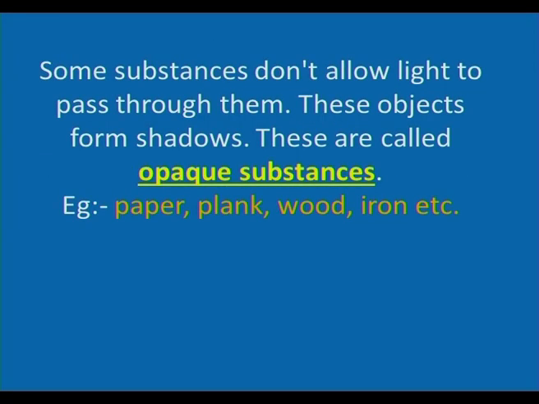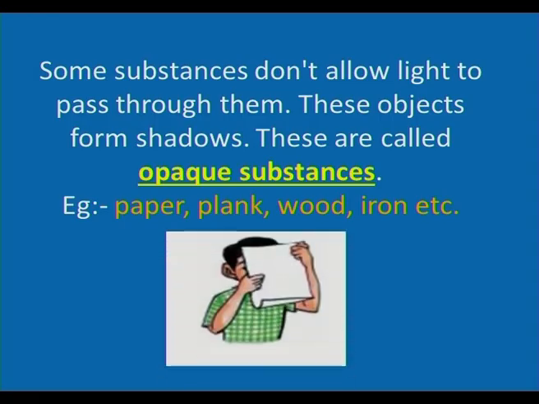Some substances do not allow light to pass through them. These objects form shadows. These are called opaque substances. For example, paper, plank, wood, iron, etc. Now, let us see. Now, a small boy is observing through the paper, nothing is visible to him. It is an opaque object.